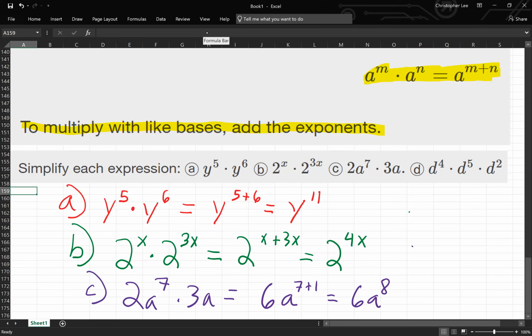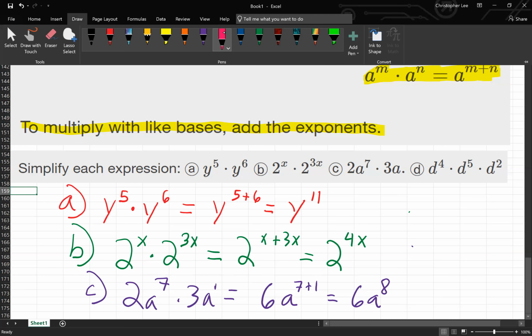There's no number there, but you could think of there being a 1 there. So 7 plus 1 is 8. So when we multiply the powers, we just add the exponents.